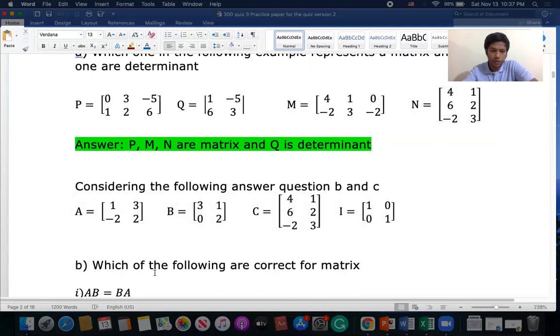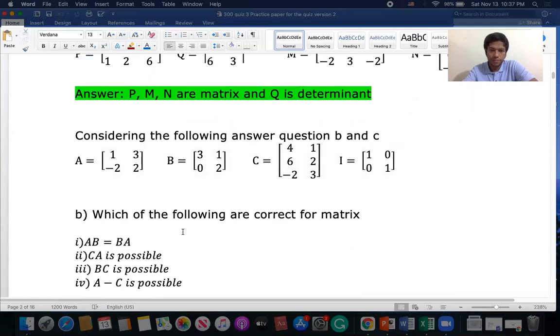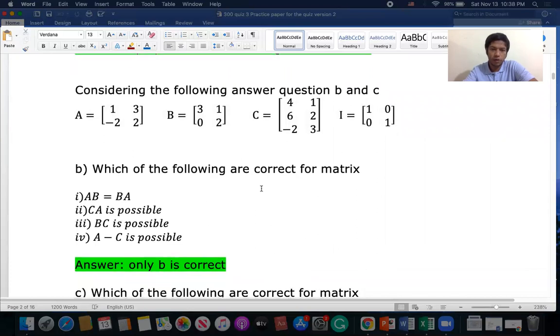From this question, for the B number and C number, you will have to look at this given information. And then we have it here. First question is, which of the following are correct for this matrix? We can say that for the above matrix, is it possible that AB equals BA? If you multiply A and B, is it equal to B and A?